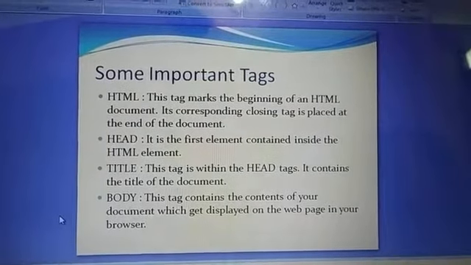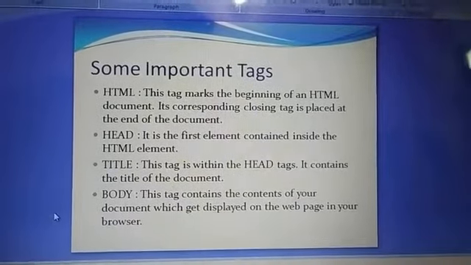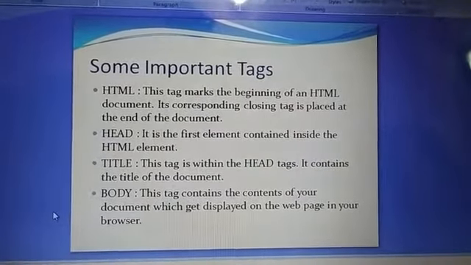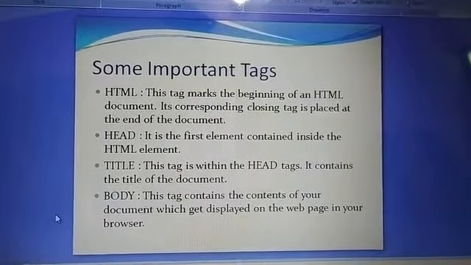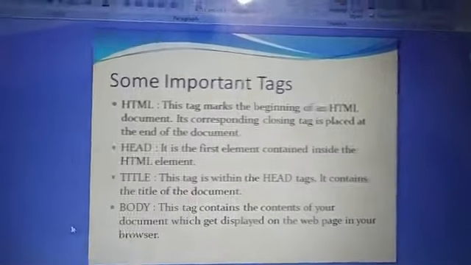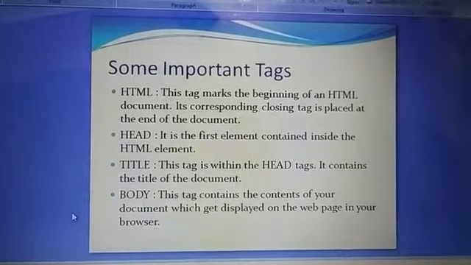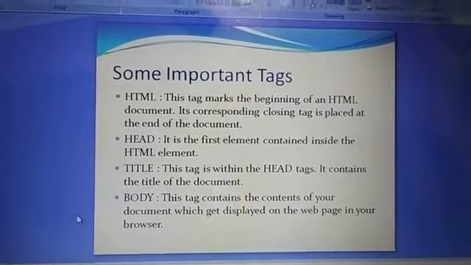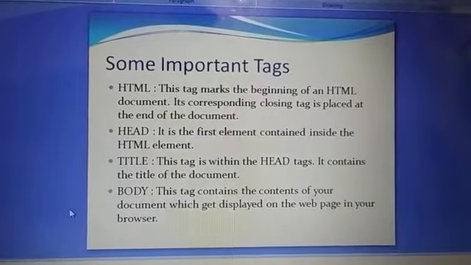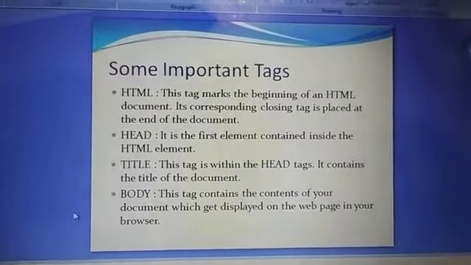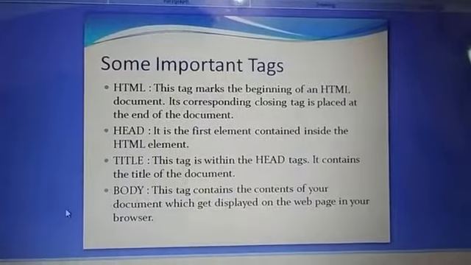Now we will learn some important tags that we use in HTML. First one is the HTML tag. This tag is used to mark the beginning of an HTML document. Its corresponding closing tag is placed at the end of the document. It tells the browser, this is an HTML document. Then next is the head tag. This is the first element contained inside the HTML. This is used for giving information about the web page that will display on the top of the web page.